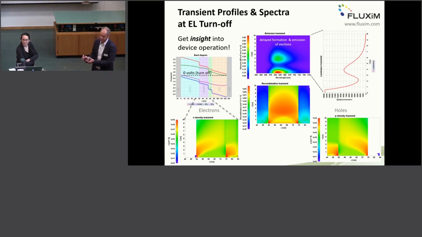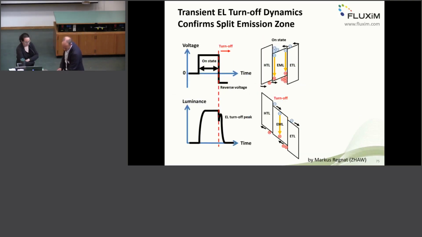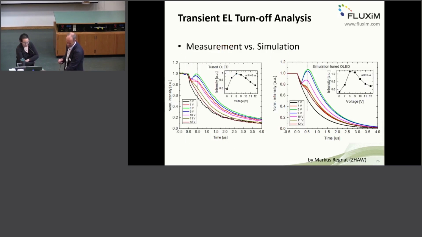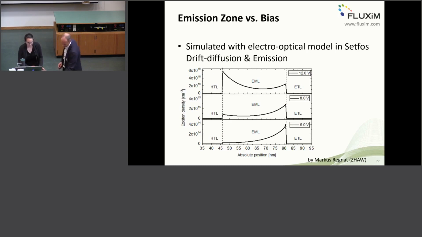And because this calculation can be done fully coupled electro-optically, we can even simulate the spectra versus time. This would be the transient electroluminescence spectra versus time here, and that's the integral of the luminance, the luminance versus time. Okay, but this particular study was done in detail by Marcus, who published this paper that is online since a few days, and there you see how he measured for a phosphorescent OLED this delayed overshoot, and how he simulated and explained it by the Setfos simulation.